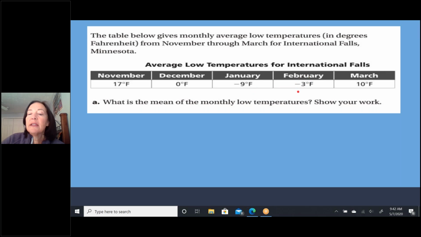Next month it was negative 3 degrees. Next month the average was 10 degrees. So the question is, what is the mean of the monthly low temperatures? And you have to show your work. First of all, Tashana, do you remember what the mean is? Do you know what I'm even talking about?